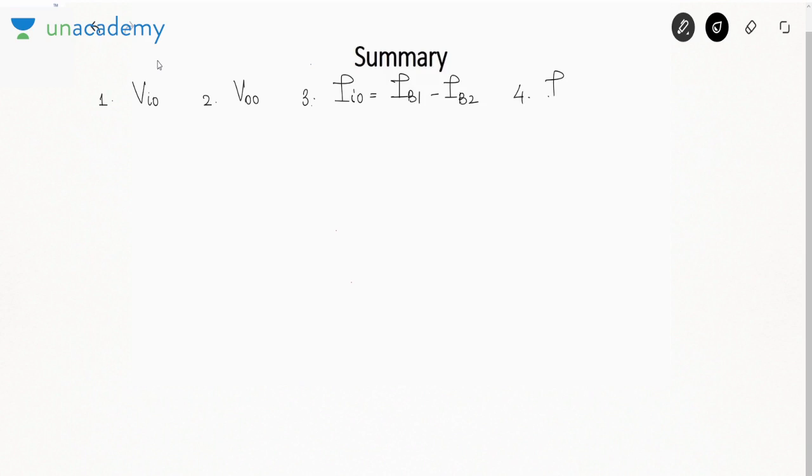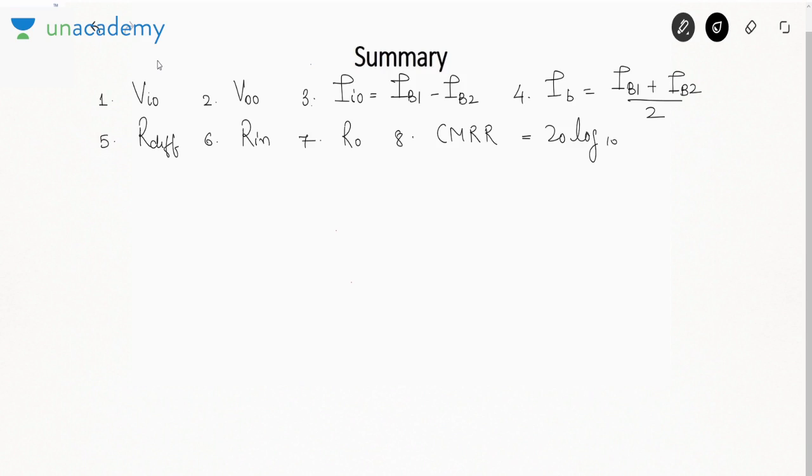Input bias current, that is the average of the two currents. Then the next one was differential input resistance. Then input resistance, output resistance, CMRR. CMRR was 20 log AD over ACM. It also came out to be 20 log A1 minus A2 over 2 times A1 plus A2.